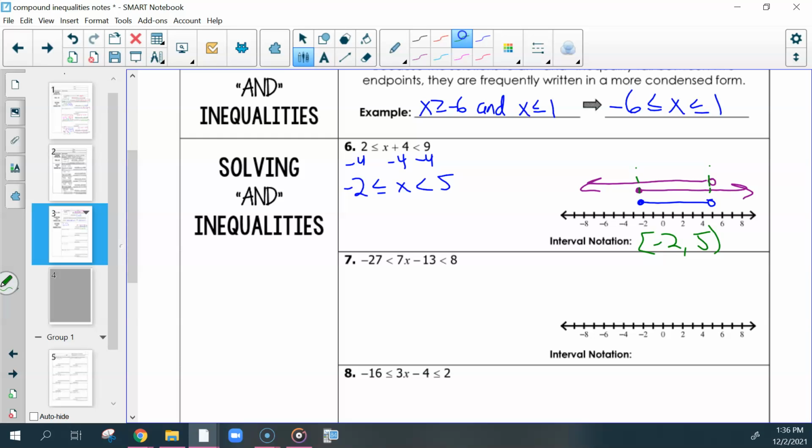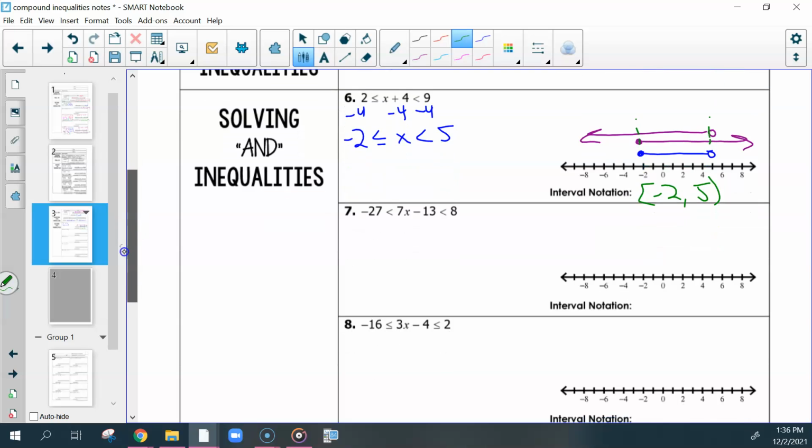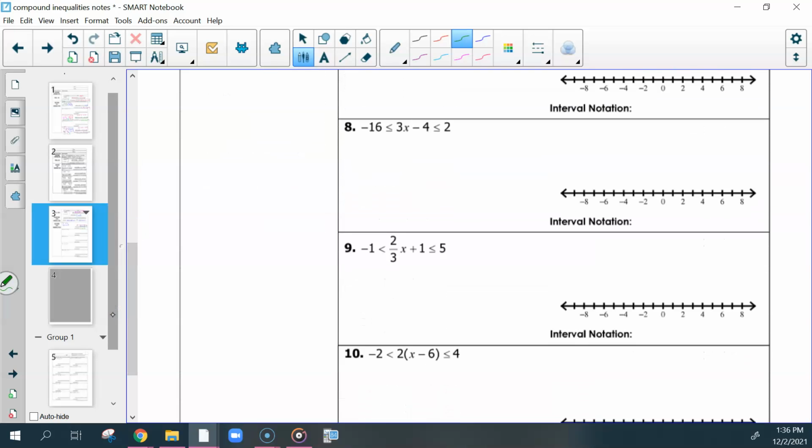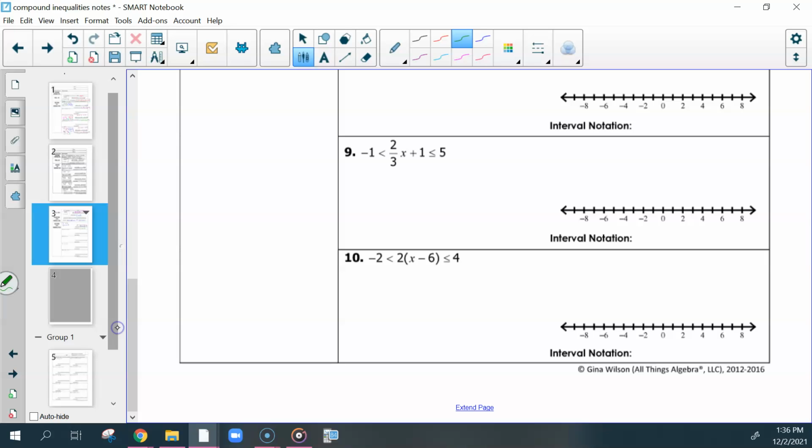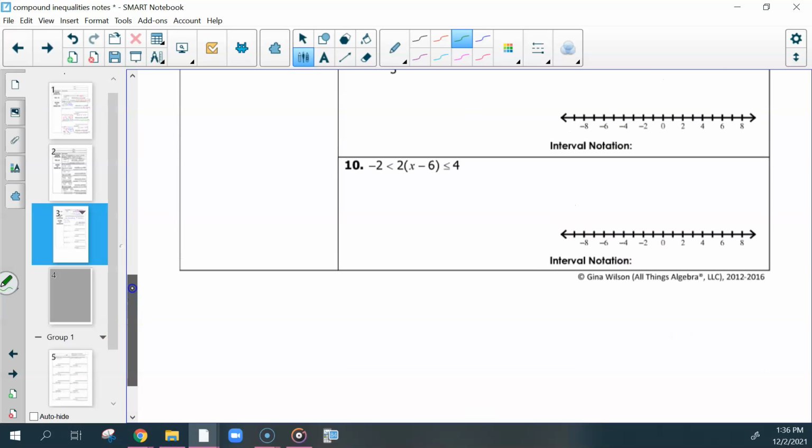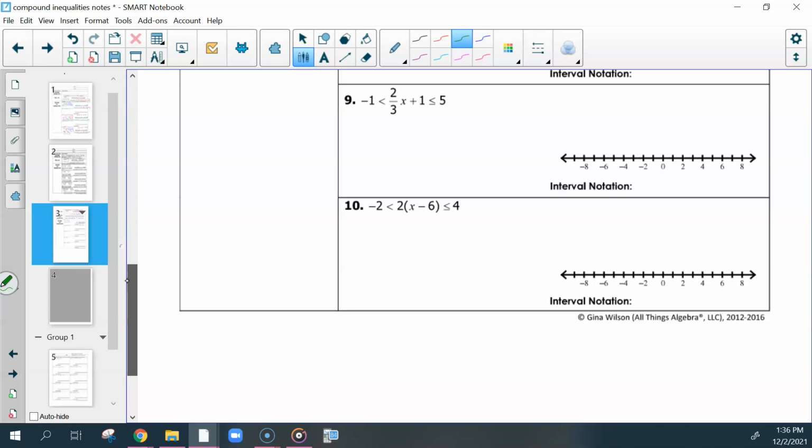Let's do a couple more. I'm going to jump down and do number 9. Number 9 is solved very similarly, but there's a fraction, so it's a little different. What do you think would be our first step in 9? Plus 1? No? Or minus 1. Yes, minus. To all of the pieces, subtract 1 everywhere. We have -2 is less than 2/3 x is less than or equal to 4.